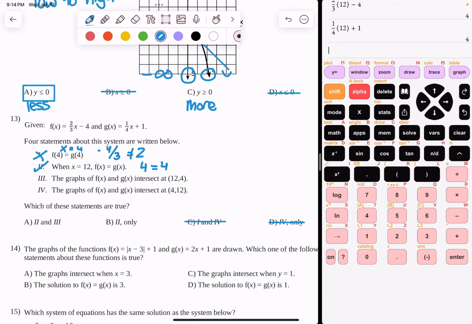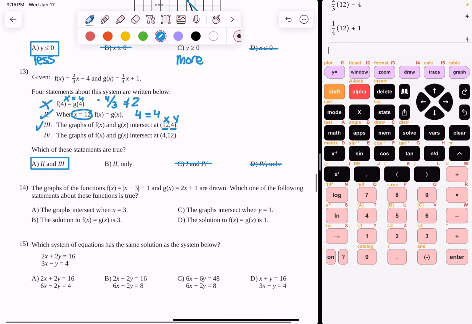All right, let's look at 3. 3 is saying these graphs intersect at x being 12 and y being 4. That's not, well, let's see. Let's make our x 12 in both of them. Oh, no, that is true. We already made our x 12, and when we did that, we ended up getting 4. So, yes, that is true. So it would be answer choice A.